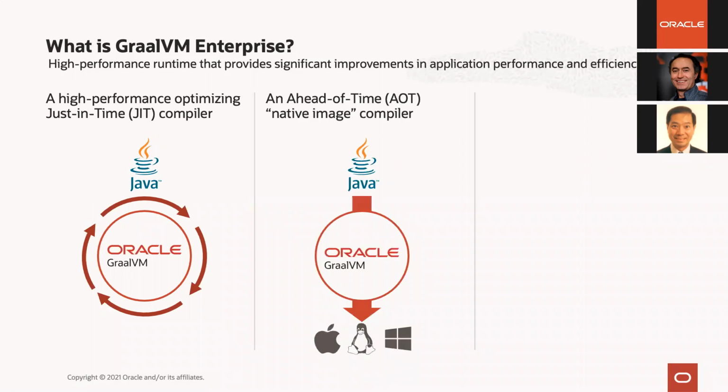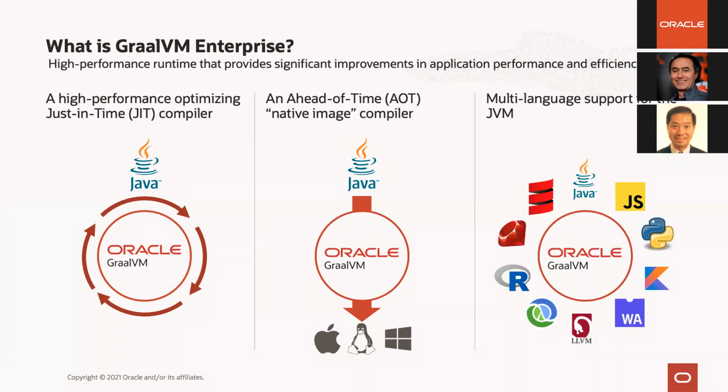The second way you take advantage of GraalVM is through ahead of time compilation. So in this case, we take Java applications and Kotlin and Clojure and whatnot, anything that's Java bytecode, and we can compile them ahead of time into native machine code applications for different platforms.